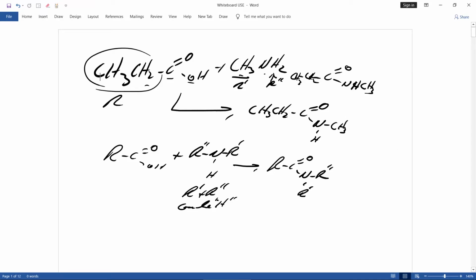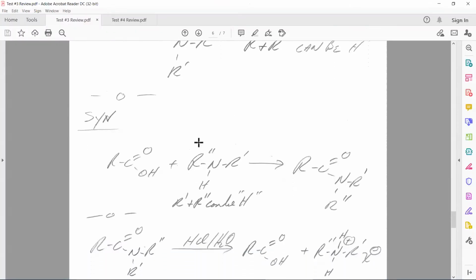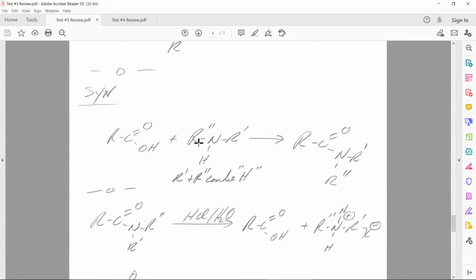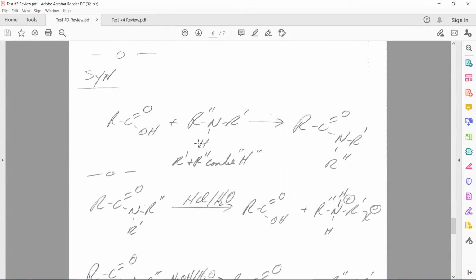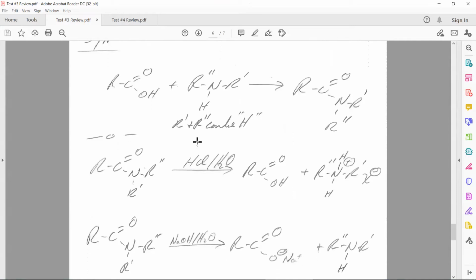Now, once you make an amide, remember proteins are held together by amide linkages of the amino group of one amino acid and the carboxylic acid of another. You connect protein amino acids together.